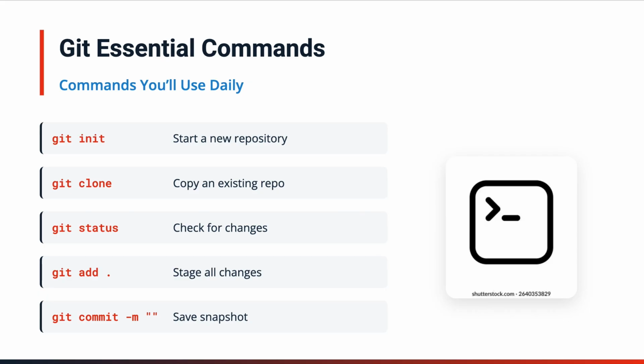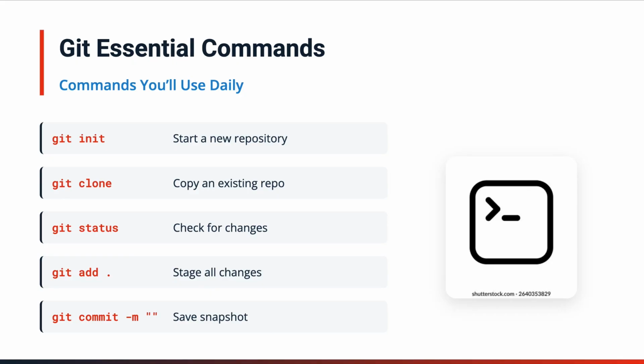Git clone copies an existing project from GitHub to your laptop. Git status shows what changes have not been saved yet. Then we have the git add . command, which stages your changes. It basically tells Git what files you want to save. And finally, git commit -m and your message saves that snapshot forever.